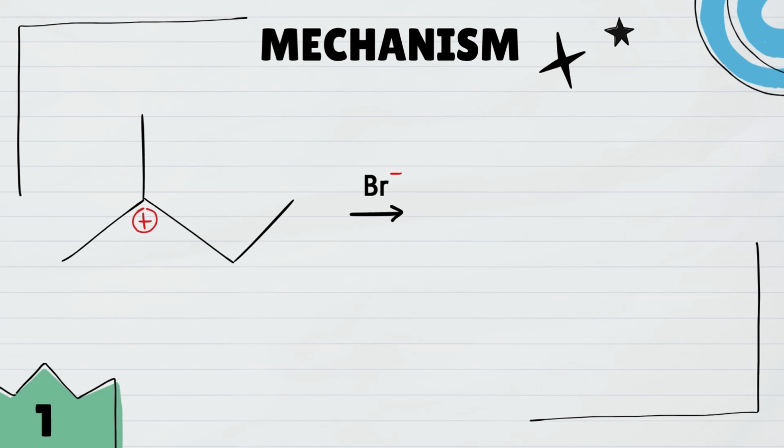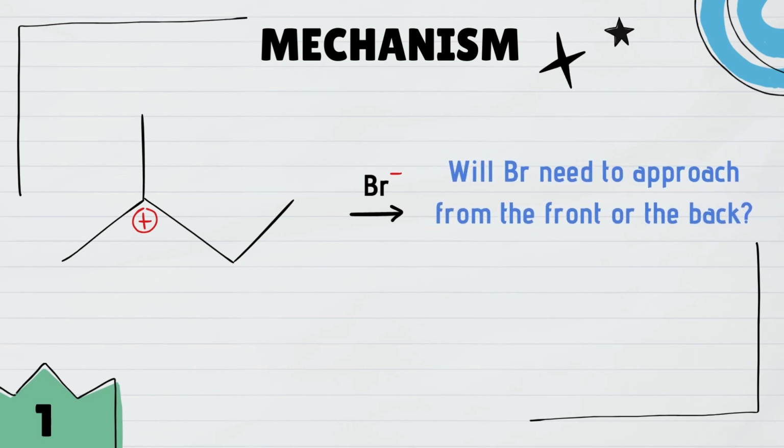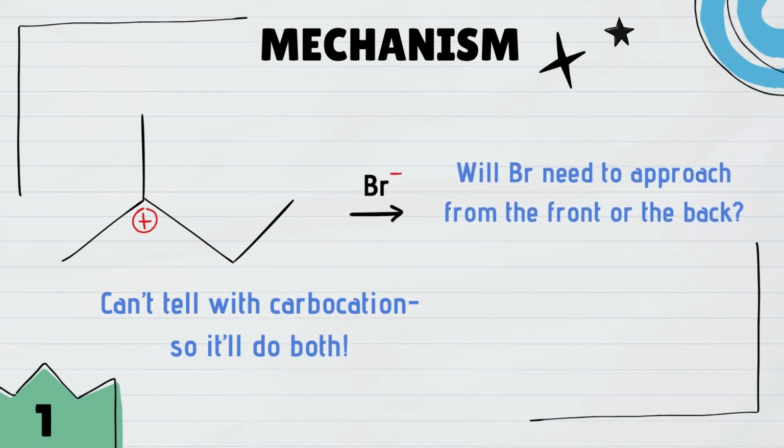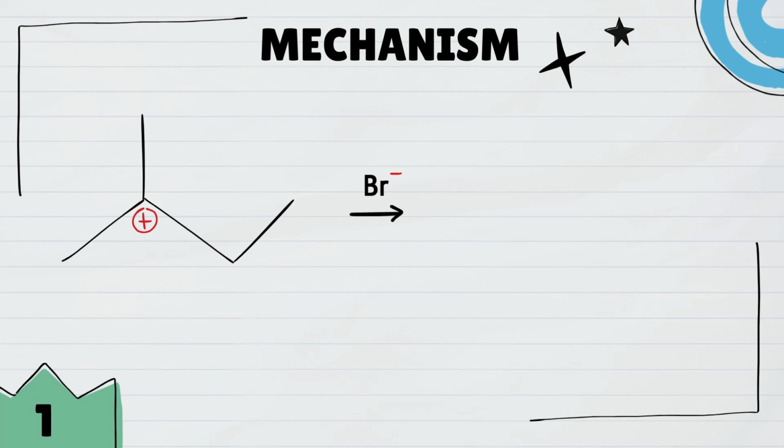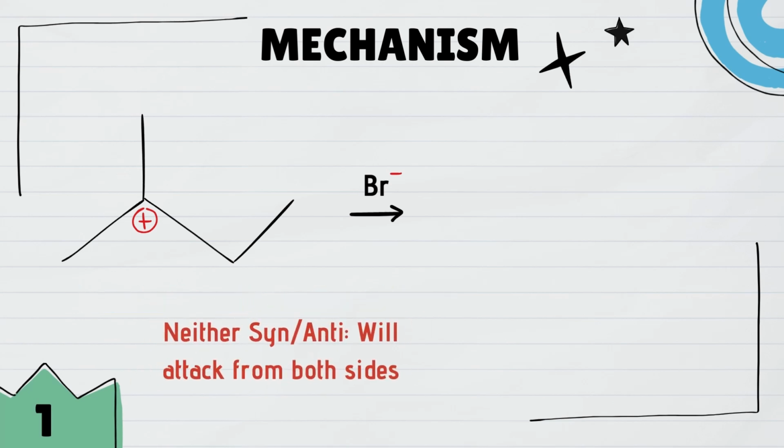Okay, now to complete the addition, that bromine needs to come in for the attack. What do you think? Will that bromine approach from the front or the back? Well, you can't really tell with a carbocation. It's planar, so there's nothing sticking out in any direction blocking you. Since it can attack from either side, it'll do both. That should explain why this reaction is neither syn nor anti. That bromine isn't required to be on the same face as the hydrogen earlier.